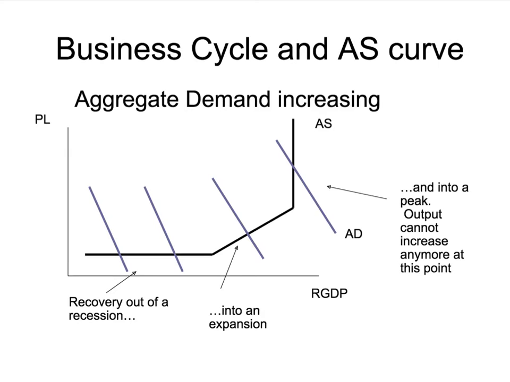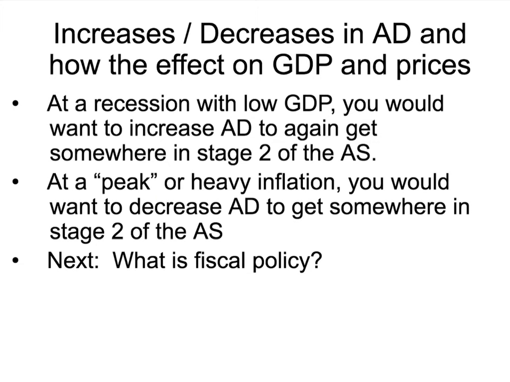Next. So we notice here are different ranges. So we have here's AD in a recession, starting to get out of a recession. Now we've entered into an expansion, and then eventually an AD over here would mean that the economy is currently in a peak. So now we kind of transfer that to say, well, if we're in a recession or in a peak, what can government do? And that's where we turn to fiscal policy.